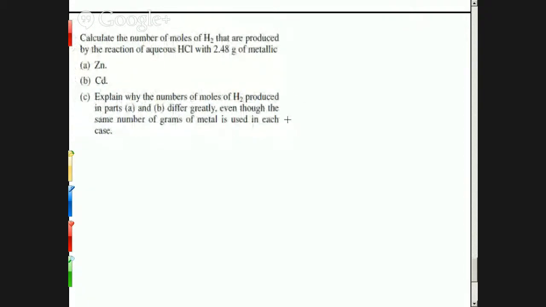We're going to look at the number of moles of hydrogen produced by the reaction of aqueous HCl with 2.48 grams of metallic zinc or cadmium. So this is like the reaction we did in lab on Tuesday where you put the pieces of metal into the HCl. Same reaction here. So first we have to actually write down that reaction. So what's going to be a reactant here? What are our reactants? We put on the left. HCl. And what's that reacting with in the first case here? Zinc, right? And what is that producing?